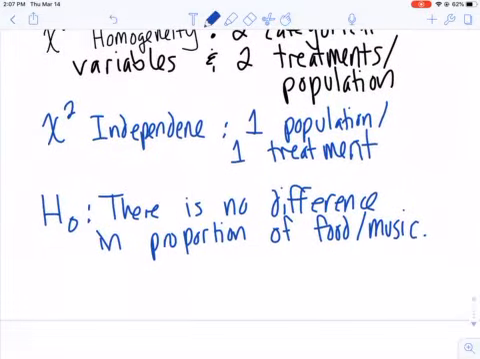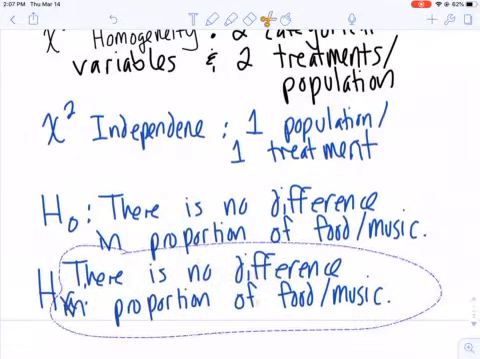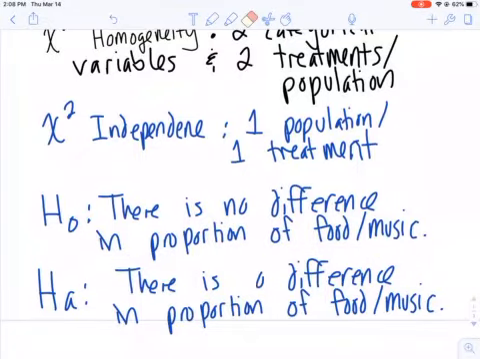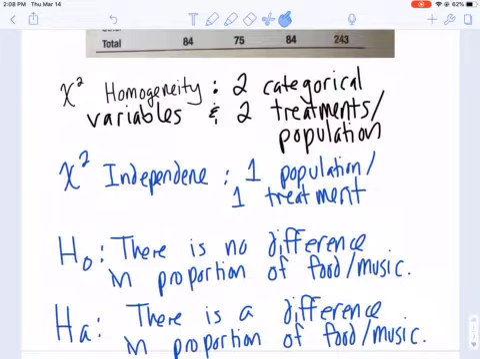Our alternate is, watch this, I'm going to copy and paste this. Boom. Instead of there is no difference, we will say there is a difference in the proportion of food and music. All right, so that gets us started a little bit between, the difference between homogeneity and independence. And I also have myself a nice null and alternate hypothesis.